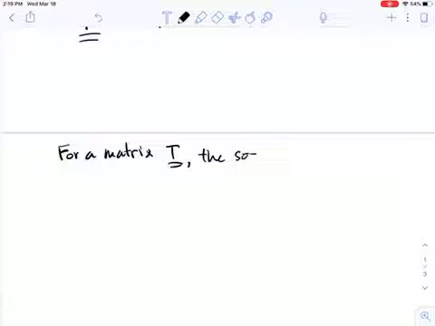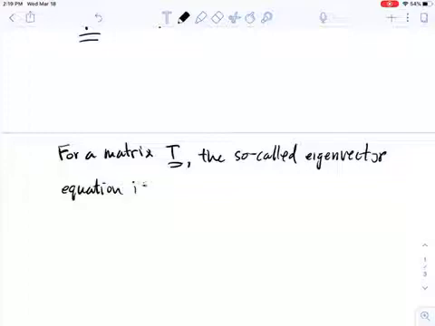the so-called eigenvector equation is the following. So we want to take T, multiply it by a column vector, and what we want to get back is some constant, a scalar quantity, multiplying that original column vector. So I'm going to call this equation star.